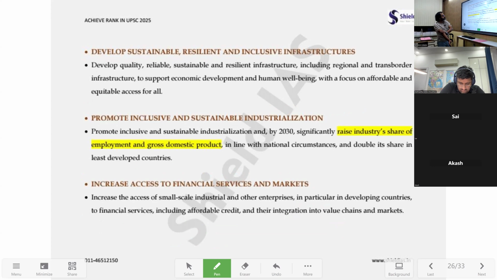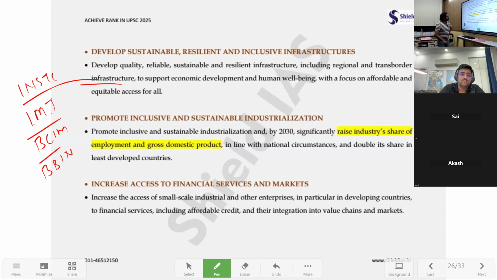Now, develop sustainable, resilient, and inclusive infrastructure. So, develop quality, reliable, sustainable, resilient infrastructure, including regional and transborder infrastructure to support economic development and human well-being. So, transborder, we are talking about various things. For example, INSTC, the India, Myanmar, Thailand highway, BCIM, and BBIN: Bangladesh, Bhutan, India, Nepal; Bangladesh, China, India, Myanmar; and the Thailand trilateral highway. So we are talking about various transborder infrastructure projects.